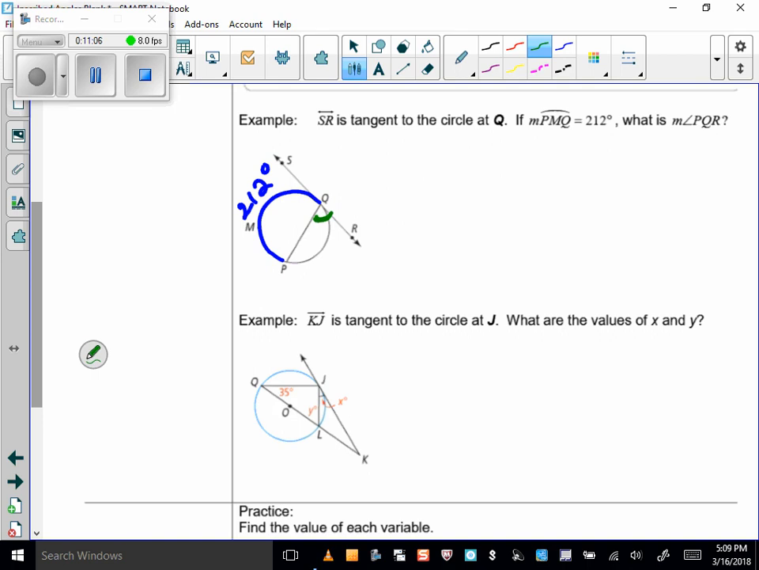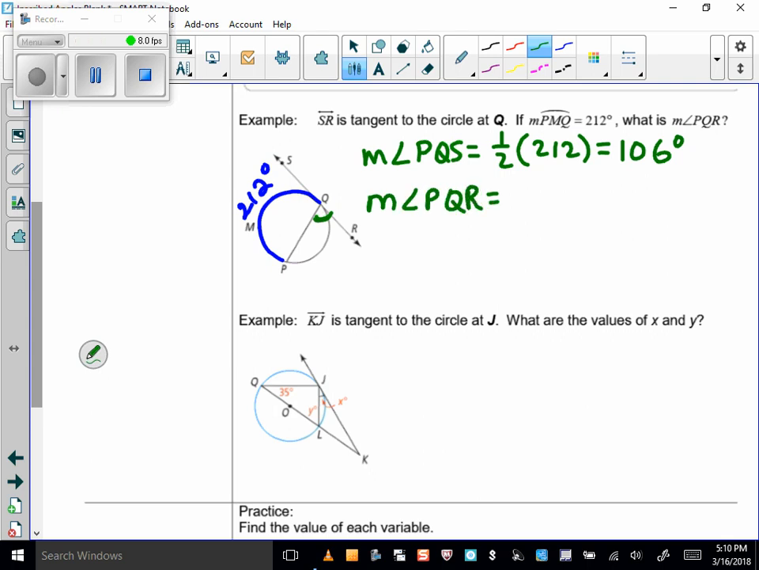So what I'm going to do is I'm going to say, well, I'll find the measure of angle PQS first, right? And I know it's going to be 1/2 of 212, which is going to be 106 degrees, right? And then I know it's a linear pair. PQS and PQR are a linear pair, so the measure of angle PQR is going to be 180 minus 106, which is going to be 74 degrees.